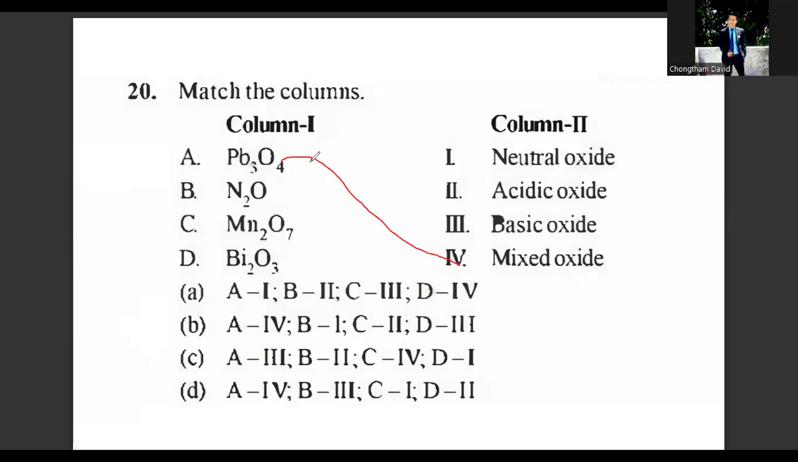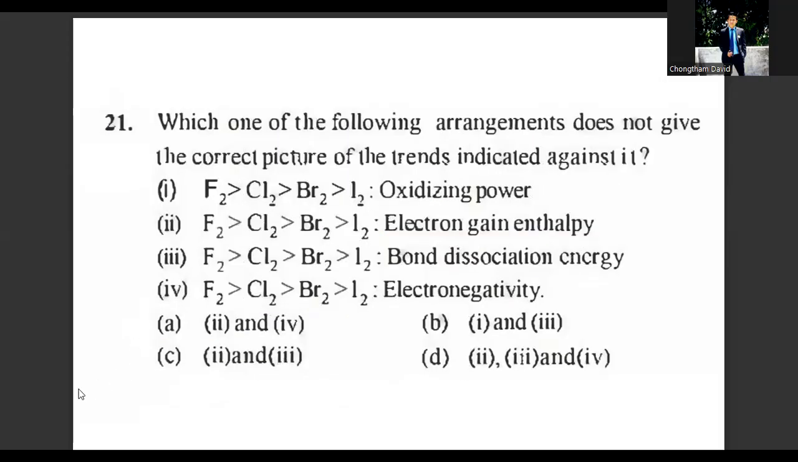And this B would be best paired with, this is a neutral oxide. Then this manganese oxide would be acidic. Bismuth would be basic. So A4, B1, C2, D3. B is the answer for question number 20. I hope it is understood. Let's read question number 21 also.